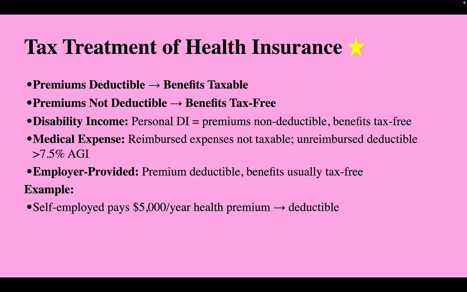Tax treatment of health insurance. Health insurance premiums and benefits have different tax treatments. Premiums paid with after-tax dollars are generally not deductible, but benefits may be tax-free. For disability income insurance, personal DI premiums are not deductible, and benefits are tax-free. Medical expense reimbursements are not taxable, but unreimbursed expenses can be deductible if they exceed 7.5% of adjusted gross income. Employer-provided premiums are deductible for the employer, and benefits are usually tax-free. For example, a self-employed I.